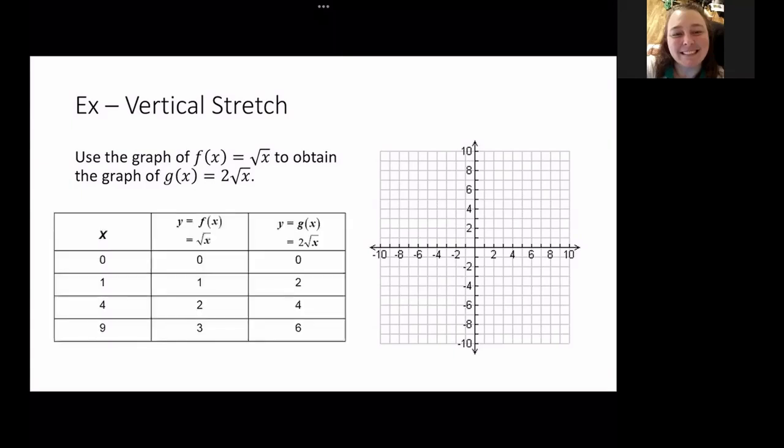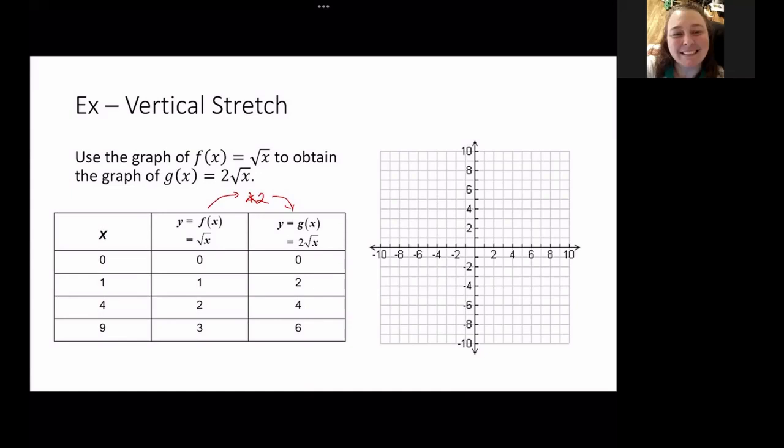Let's do that table of values that we traditionally like to do. Let's pick some x values of 0, 1, 4, and 9. We know the square root of those numbers. And then to get from f to g, all we're going to do is multiply by 2. So we can see that for each x, g of x is 2 times as large as what f of x is.